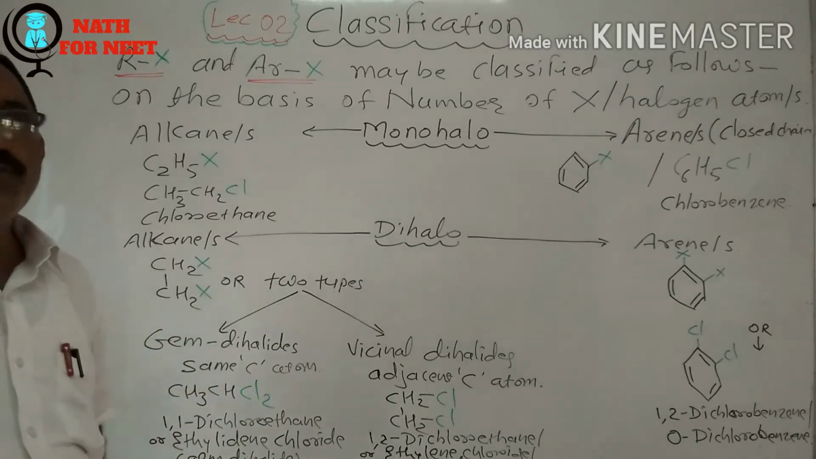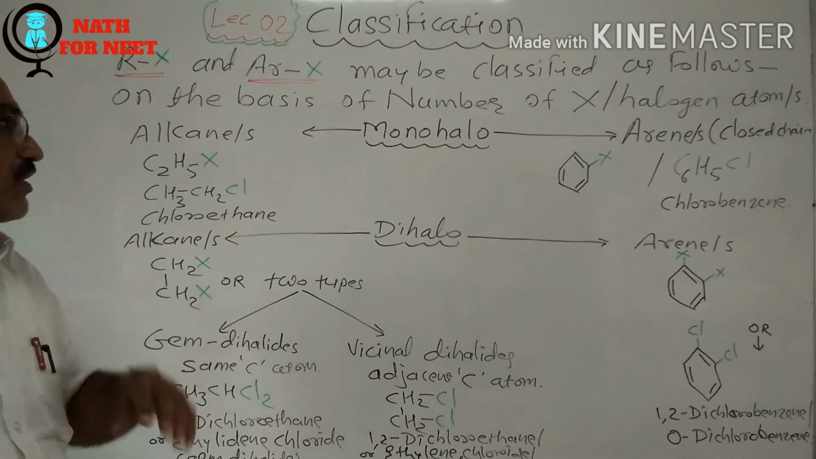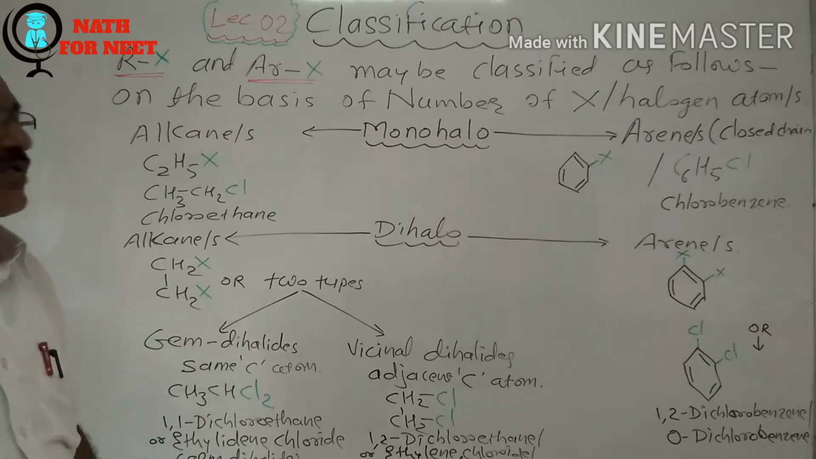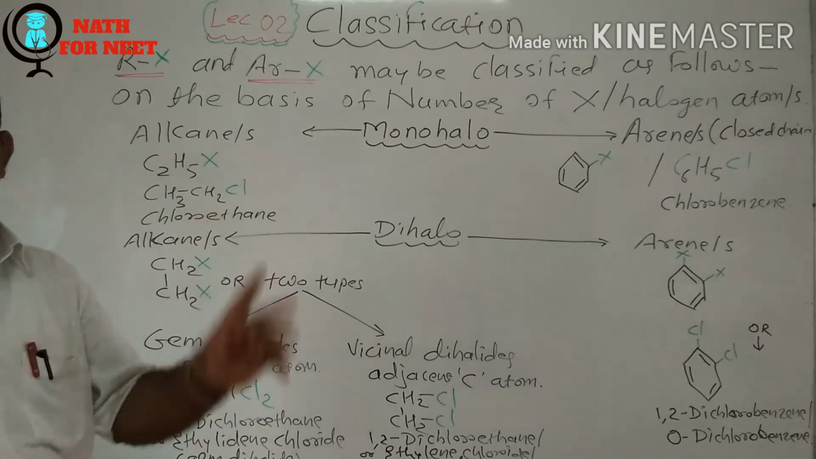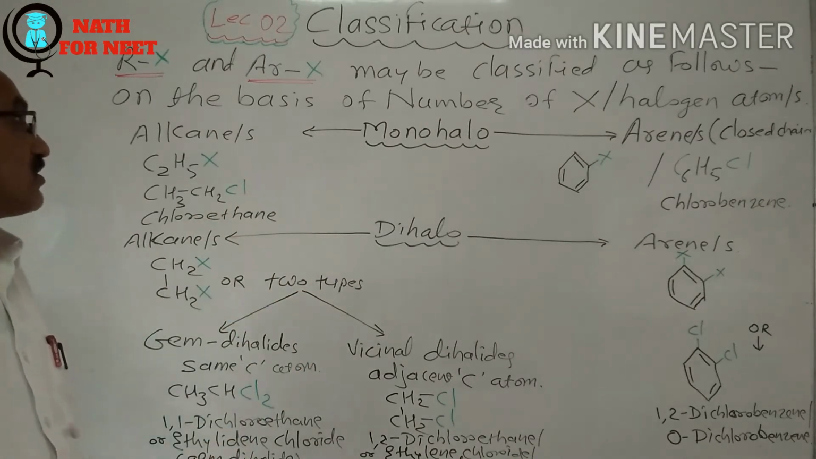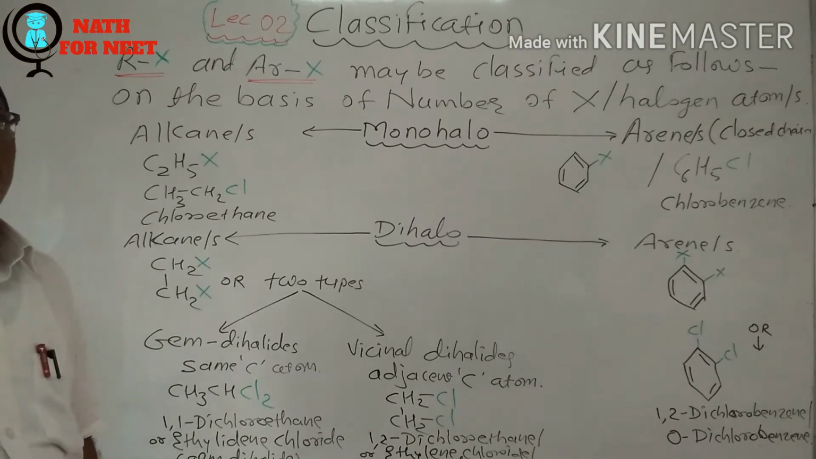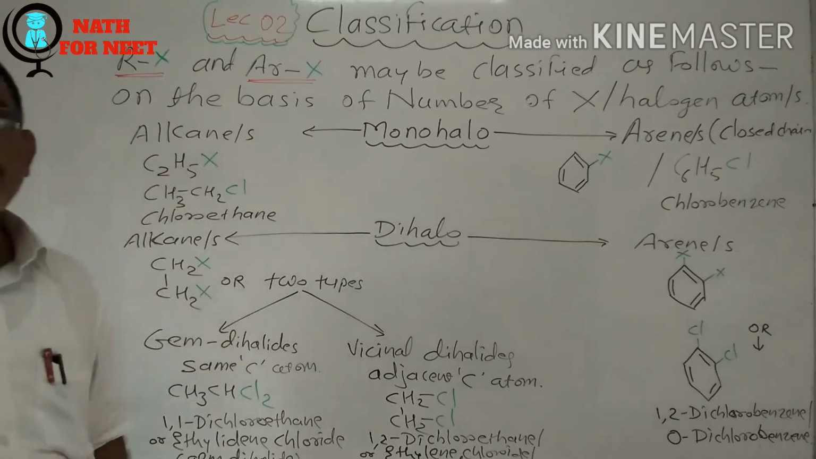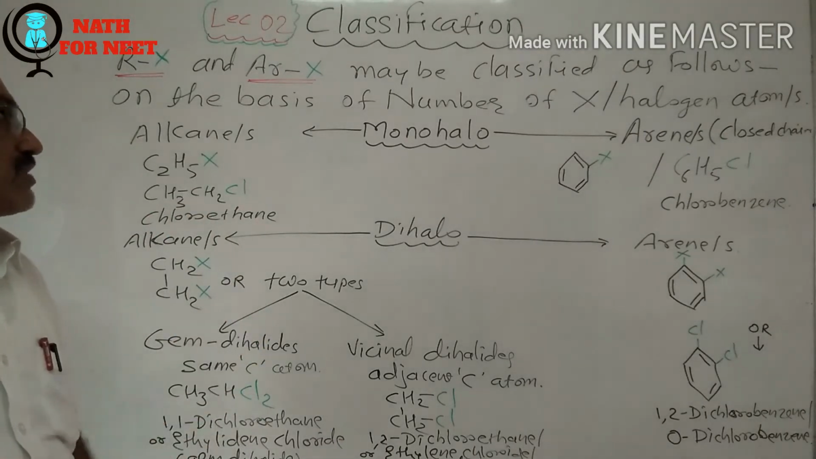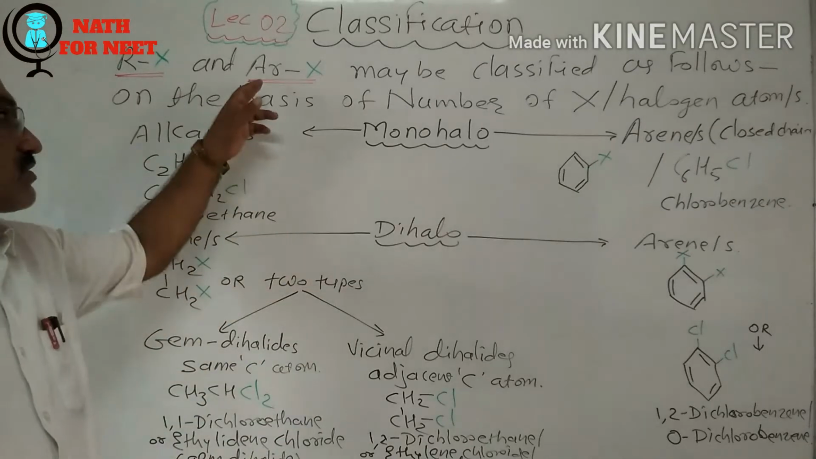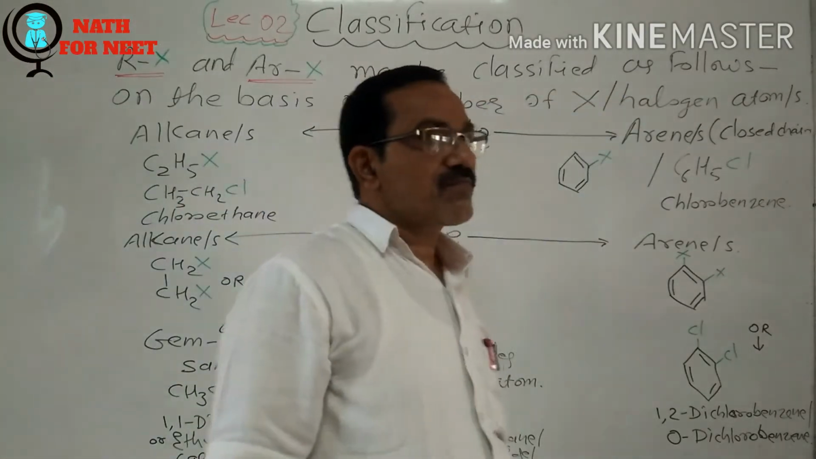the halogenated compounds obtained from or derived from the saturated aliphatic hydrocarbons by replacing the hydrogen with the halogen. So they are the haloalkanes, and the halogenated compounds obtained by replacing the hydrogen from the aromatic ring are referred to as haloarenes. So these haloalkanes and haloarenes may be classified as follows.